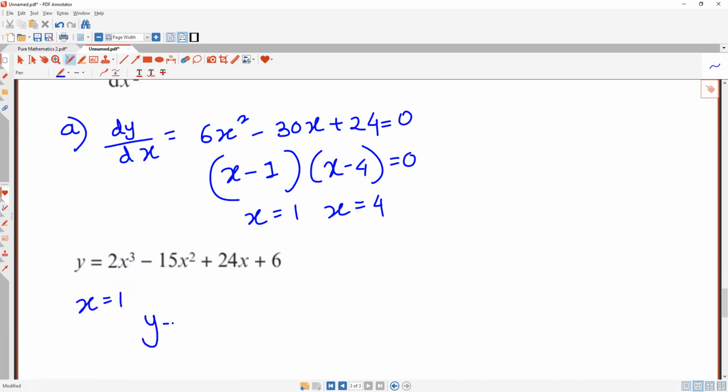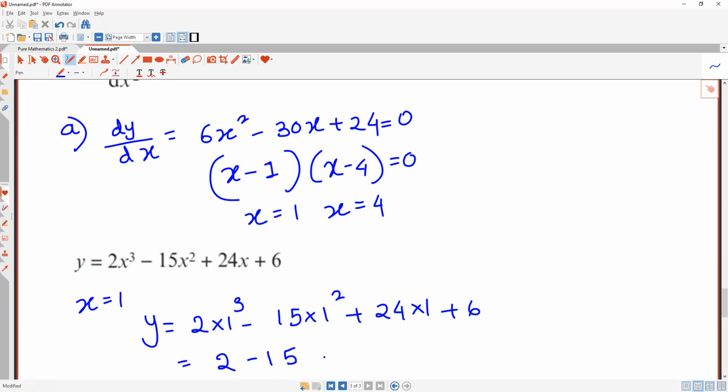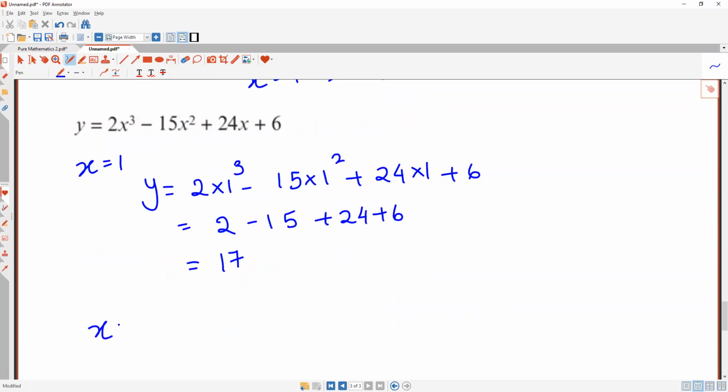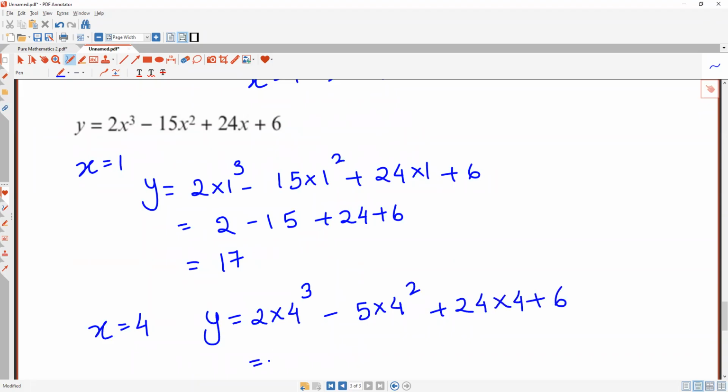Once when x equals 1. When x equals 1, you are writing y is equal to 2 into 1 cube minus 15 into 1 square plus 24 into 1 plus 6. 2 minus 15 plus 24 plus 6. How much will it be? 17 it will be. Okay, now take x equals 4. Same thing. What would you do? y is equal to 2 into 4 cube minus 5 into 4 square plus 24 into 4 plus 6. Check how much you guys are getting.